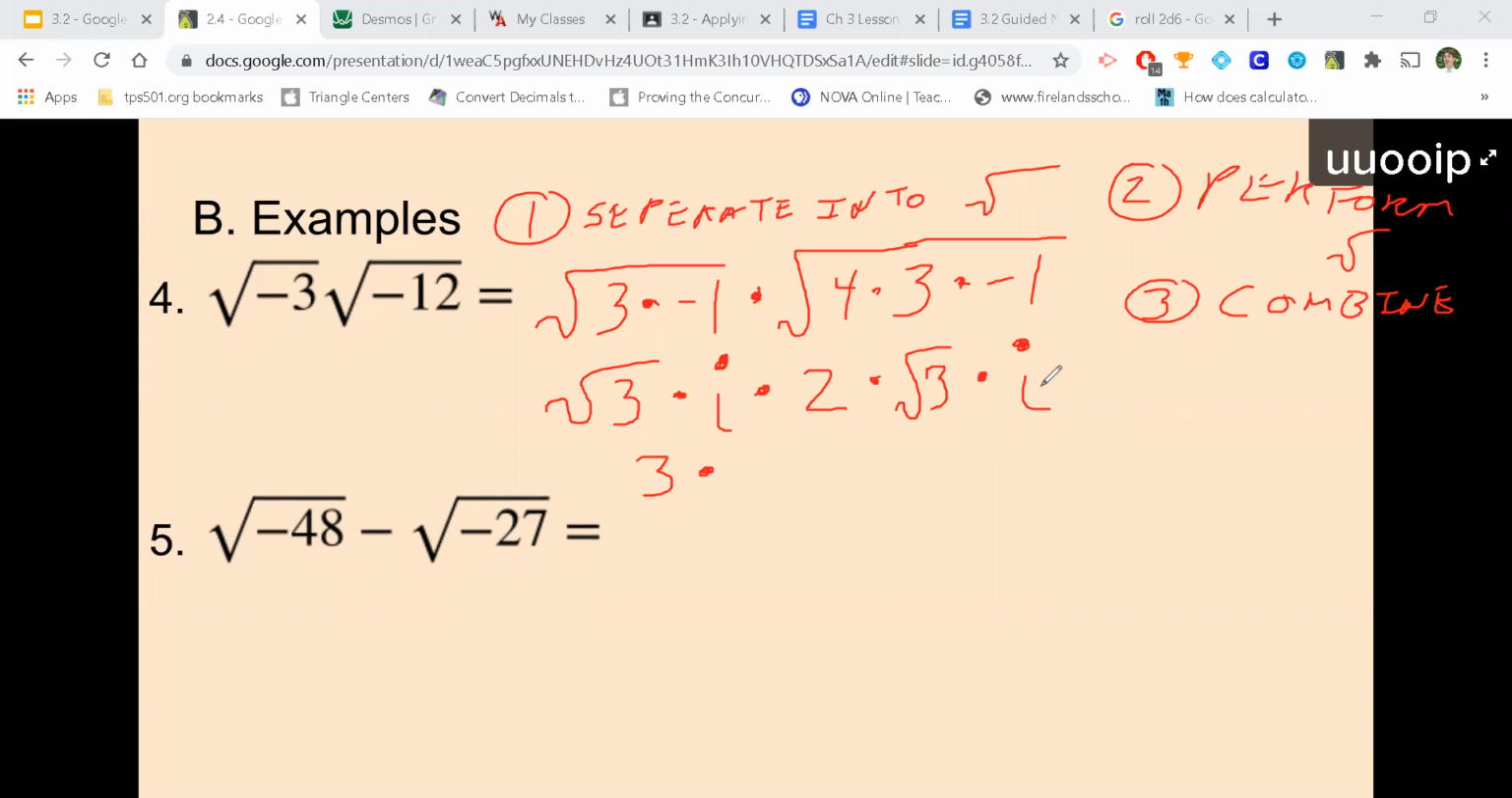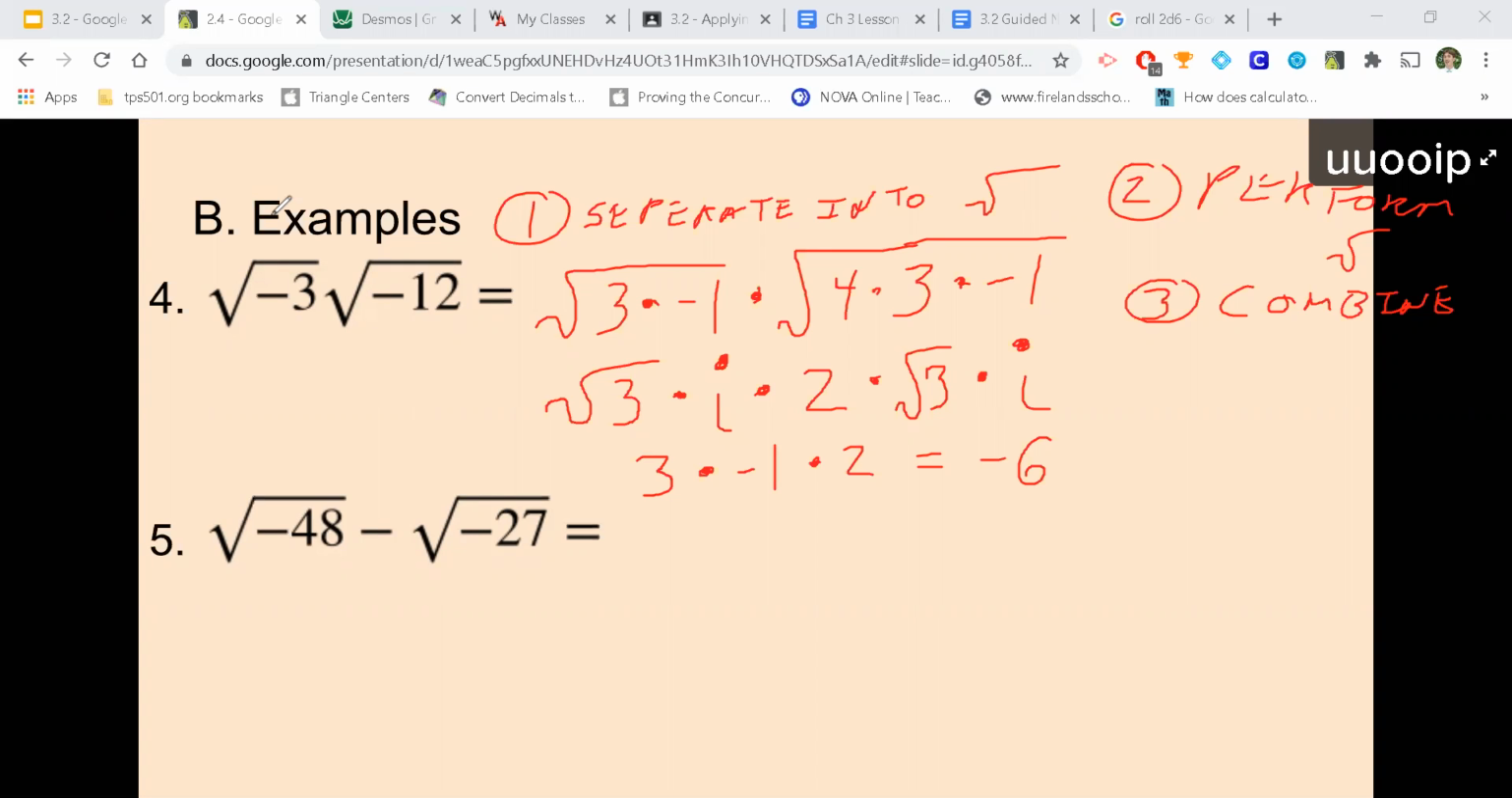I can combine with i. i times i is i squared. But look at your notes. What is i squared? It's negative 1. I don't need to put that in parentheses. Why did I put that in parentheses? i squared is negative 1. And then 2, I could just leave as 2. And now I can multiply that all together to get negative 6.